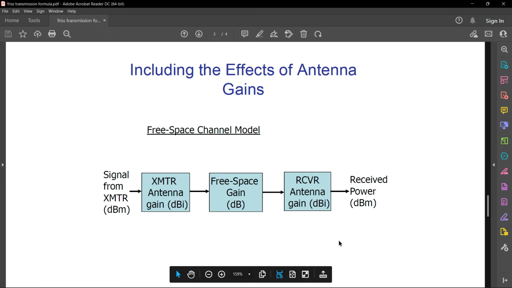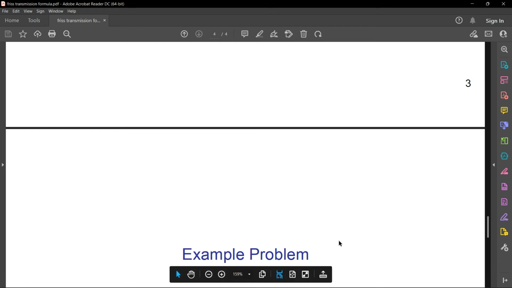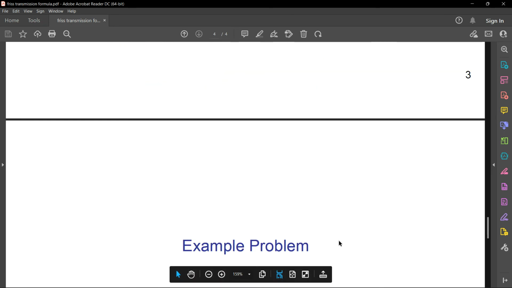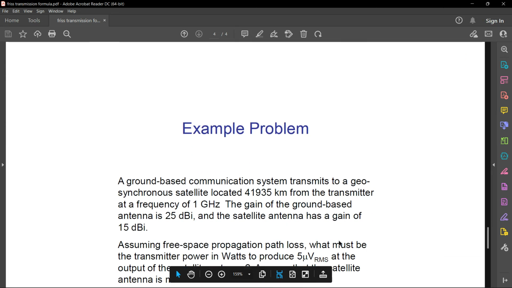And the effects of antenna gain: over the free space channel model, the signal from the transmitter has an antenna gain, the free space gain, as well as the receiver antenna gain, and the received power can also be calculated in dBm. So this is about the Friis transmission formula. And we will see one problem with the Friis transmission formula.